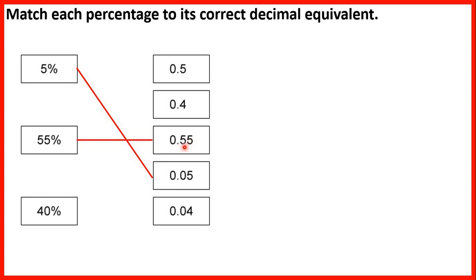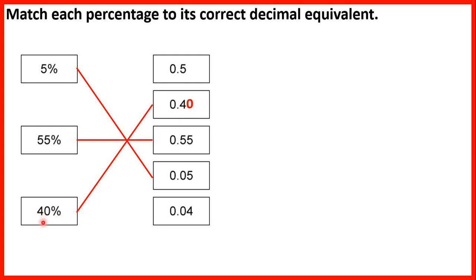Remember, digits move left when there's not space for them. So 55% is 0.55. Now we have 40%. We can match that to 0.4 because remember, with decimals we can always put a 0 on the end. So 40% is 0.40, but normally when we're writing decimals we don't write the end 0.